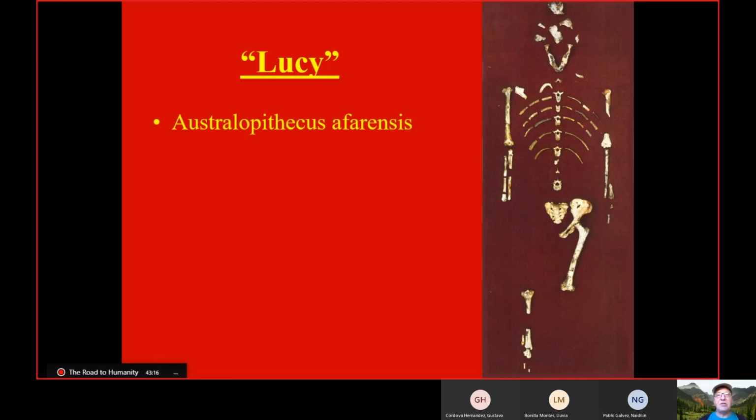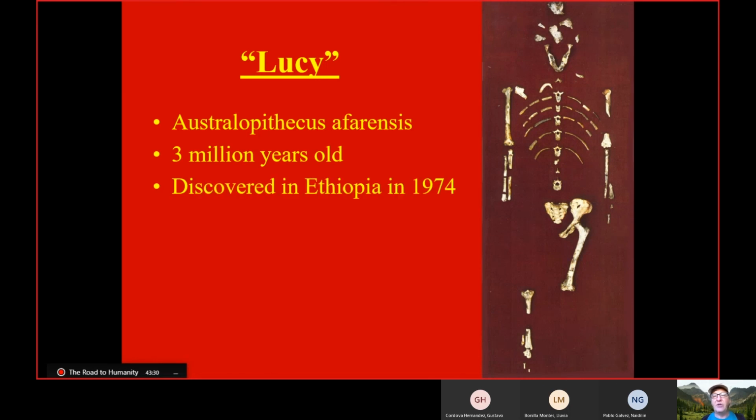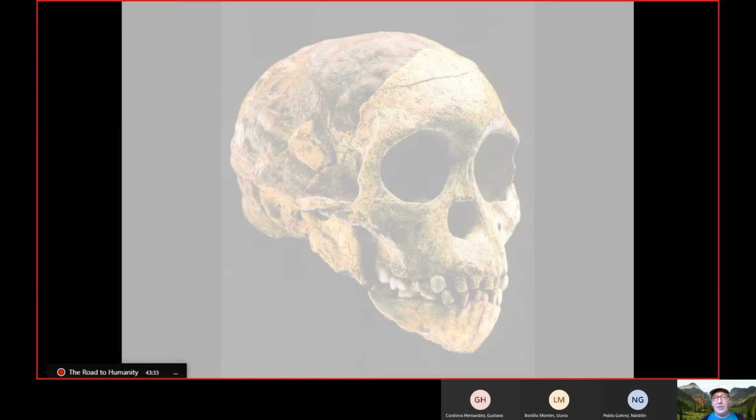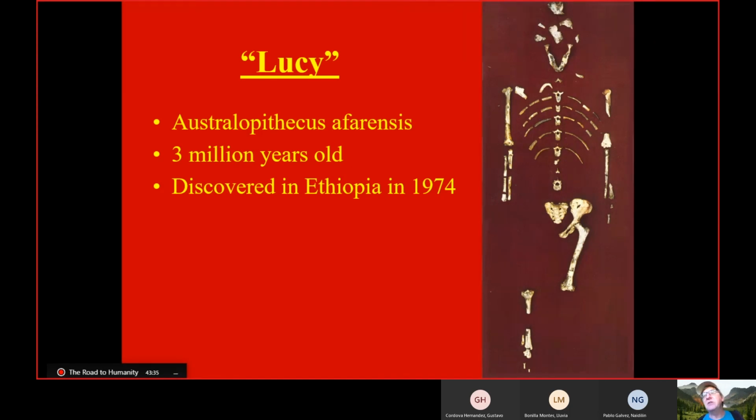So Lucy was of the species Afarensis because she was found near a place in Ethiopia called Afar. 3 million years old. Discovered in 1974. And she was named Lucy because when they found her, they knew it was a great find, because this is actually a lot of bones to find from a single animal that's 3 million years old. And so when they were celebrating that night, it was shortly after the Beatles released Lucy in the Sky with Diamonds. So they were listening to that song a lot, and they named this fossil after her.